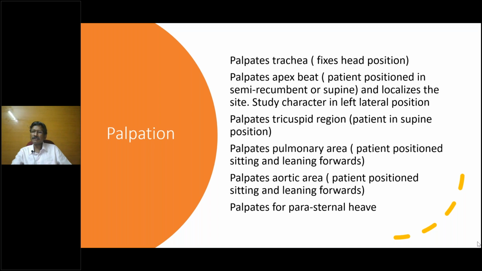Haridev has given heaving apical impulse, thrill in the right second intercostal space, no parasternal heave. Chandani has mentioned trachea in midline, apex displaced outward and downward, heaving in character, no parasternal heave, no palpable sounds, thrill in aortic area. Okay.